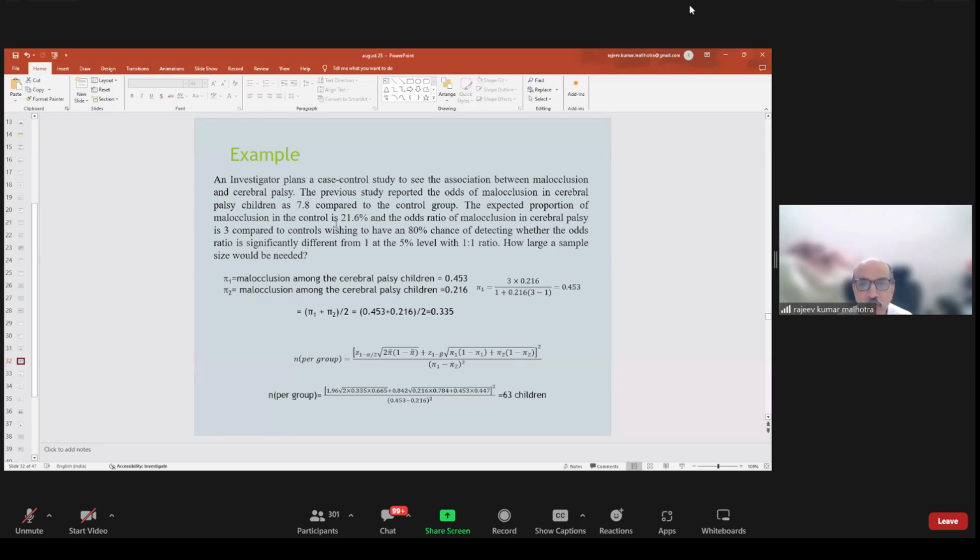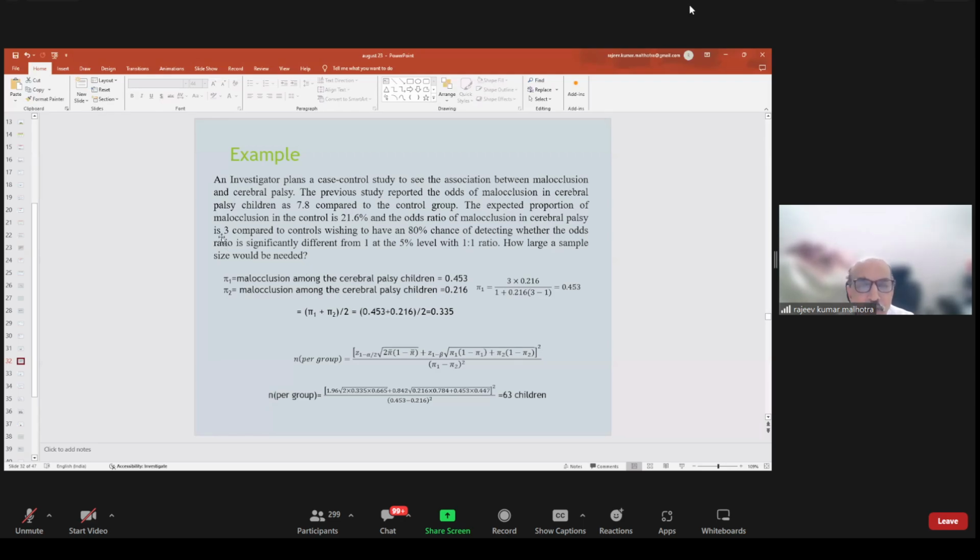So you have to take care, because you have to decide what odds ratio is important for you. If you take a high odds ratio, the sample size may be less. So you have to decide what odds ratio you are expecting. Generally, 2.5 or 3 or 4 is sufficient for that.